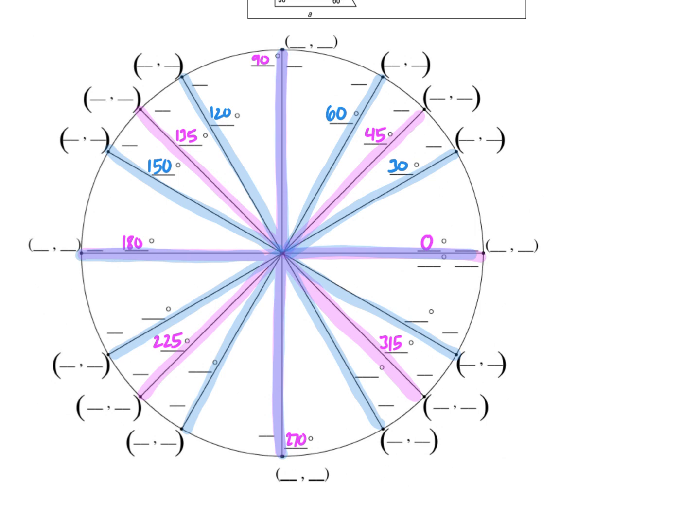Fill in those blanks here. So 210, 240, we're at 270, and then 300, 330, and that's 360 degrees. Okay, so that's just all my degrees.